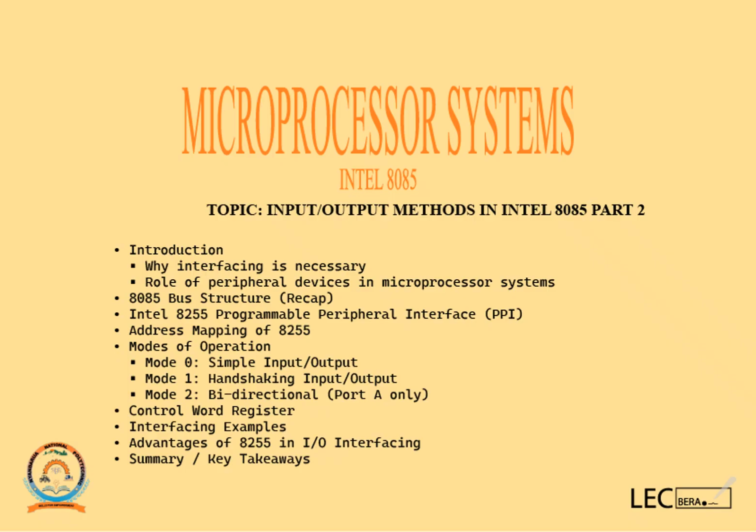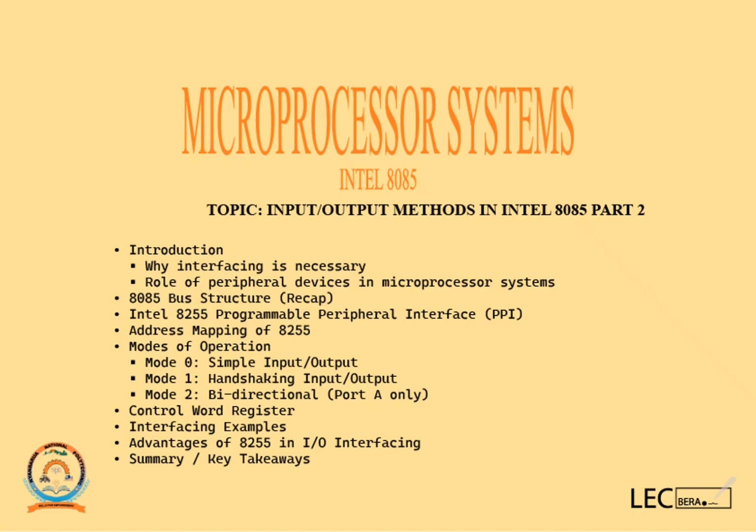And then we are going to look at the addressing map of the 8255. You will realize also that the 8255 has internal registers, 12-bit, to accomplish some tasks. We are going to see how to address that control register. And then we are going to look at the modes of operation.